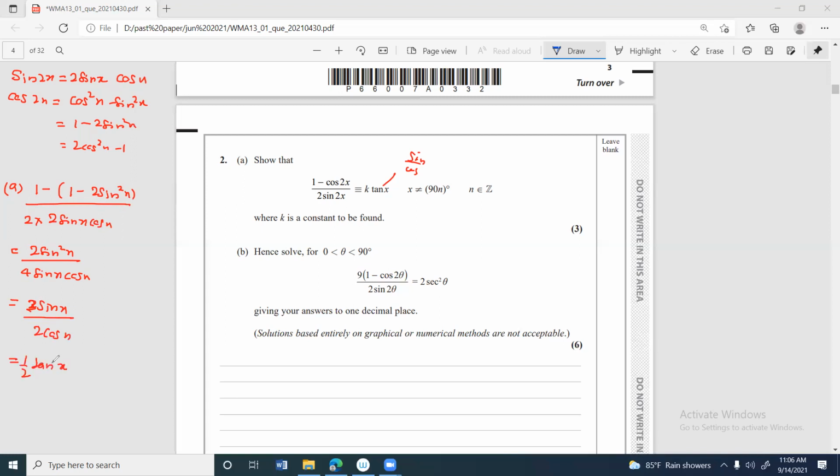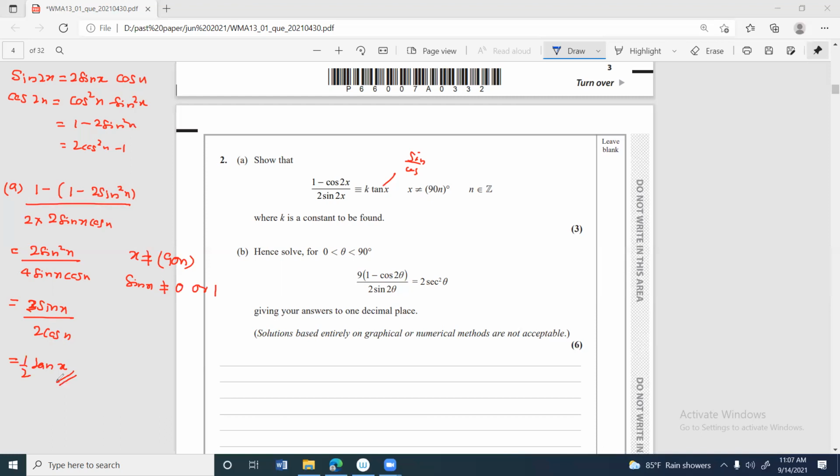So here they mentioned that x is not a multiple of 90 degrees, so sin x is not equal to 0. This is the reason you can cancel. Therefore, we can cancel one sin x with another sin x. Other than that, if sin x is equal to 0, you cannot cancel this kind of thing. So the final answer would be just like this. That's the answer for the first part.